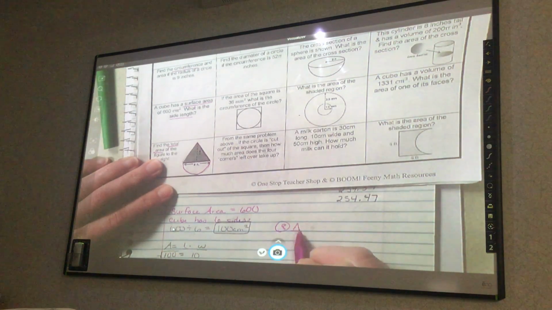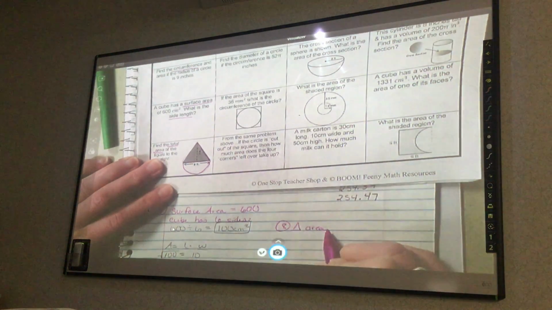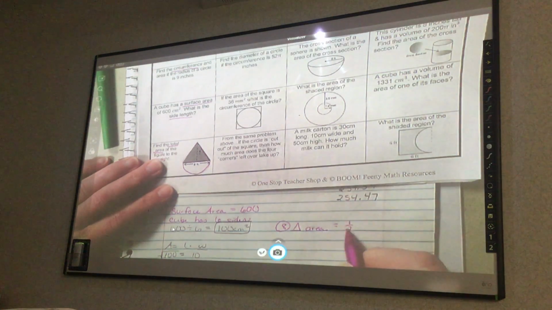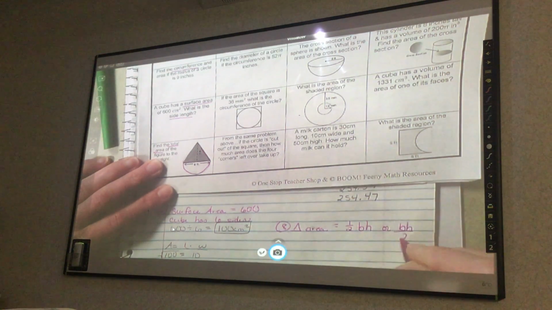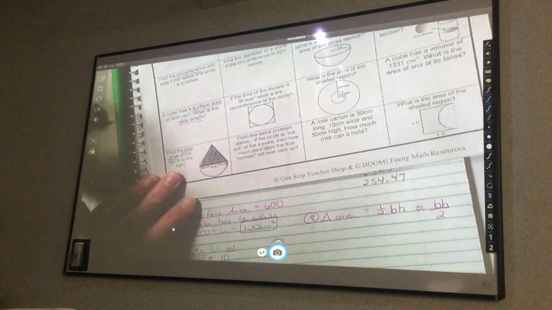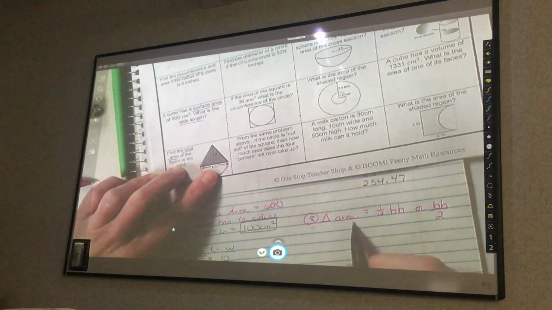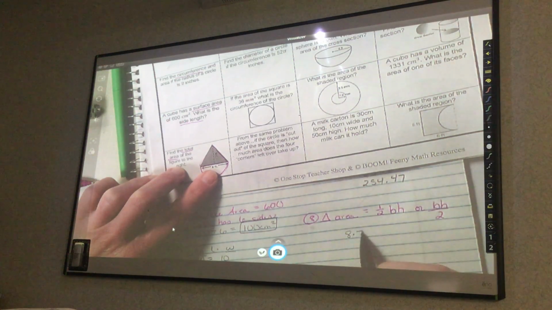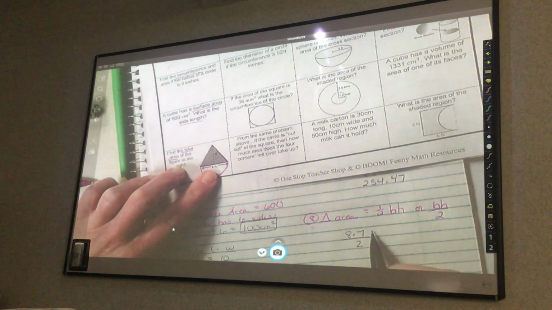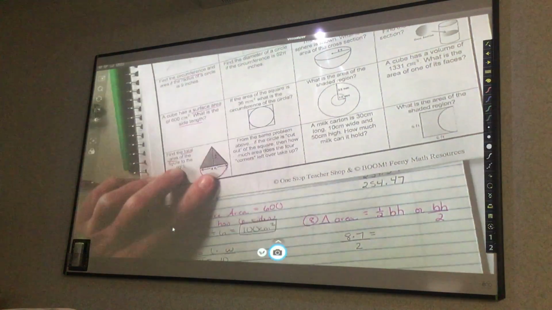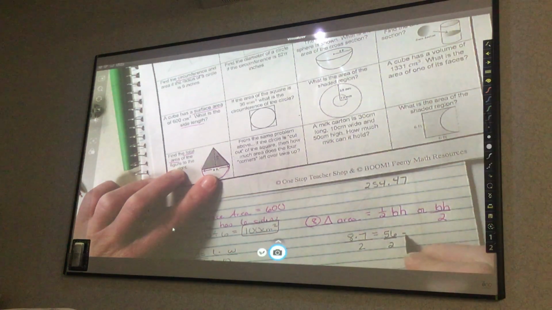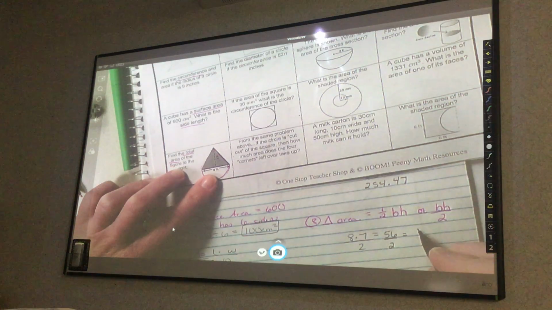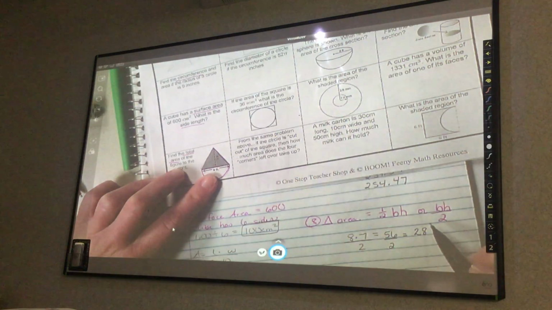Triangle area equals 1/2 the base times the height. Or I can write it as base times height divided by 2. So I'm going to do that one first. So I've got the base is 8 times the height is 7. Then I'm going to divide it by 2. So it's 8 times 7. What? 56. So then I'm going to take 56 and I'm going to divide it by 2 and I get? What? 28. So that's the area of the triangle.